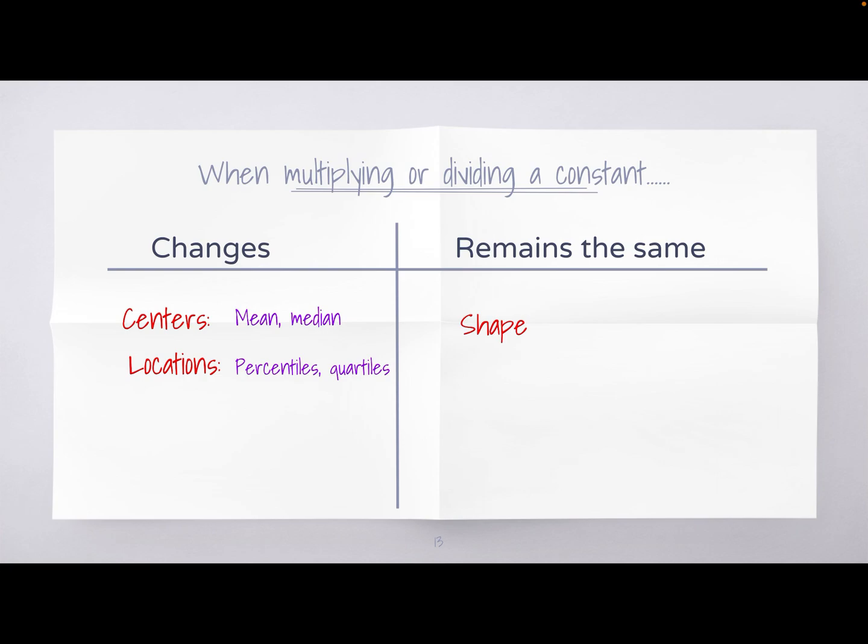Okay, so we're going to understand what this means, but just writing it down is going to help. Also changing would be spread whenever you multiply or divide by a constant. It's going to change your spread, which is IQR, standard deviation, and range.